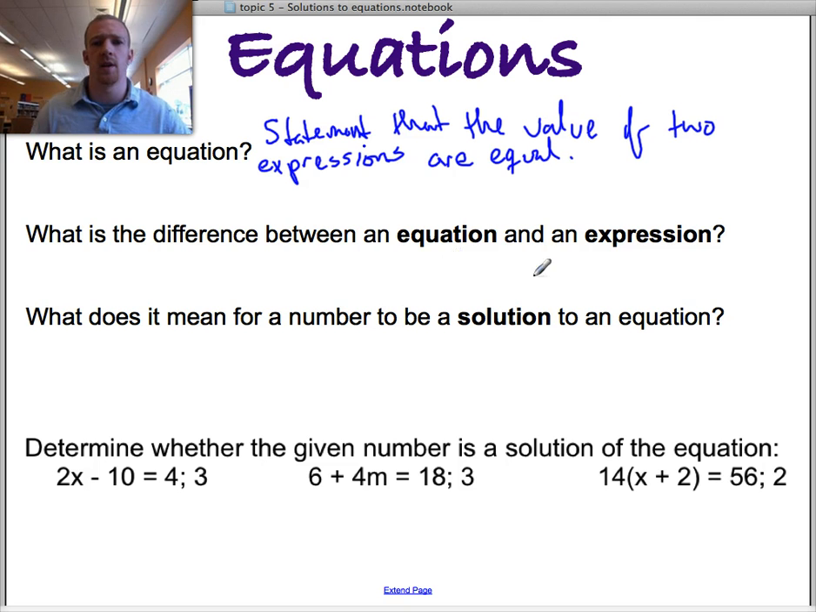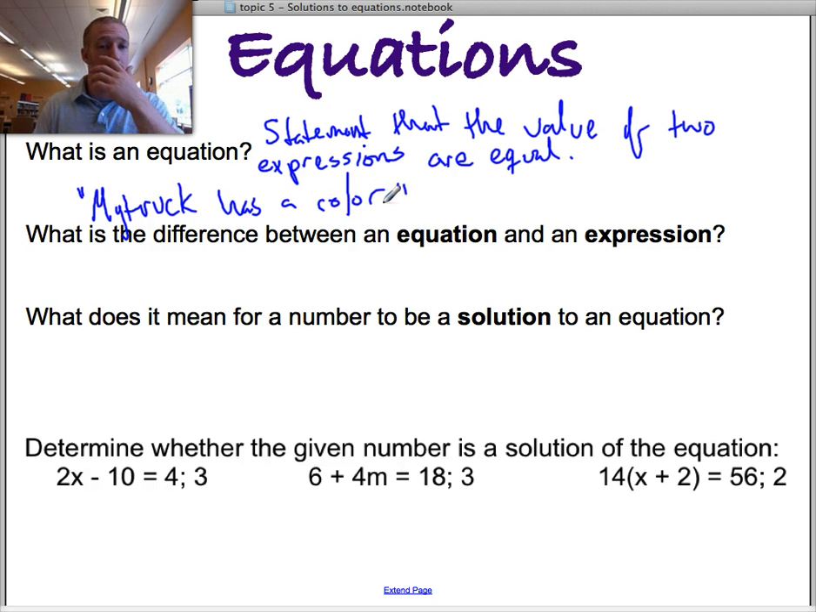Okay, so what's the difference between an equation and an expression? An equation actually involves two expressions. An expression is just a statement. So like, I could say, my truck has a color. That is an expression. All right, that's just a statement. Maybe you could simplify it. We talked about simplifying expressions, but that's just an expression.